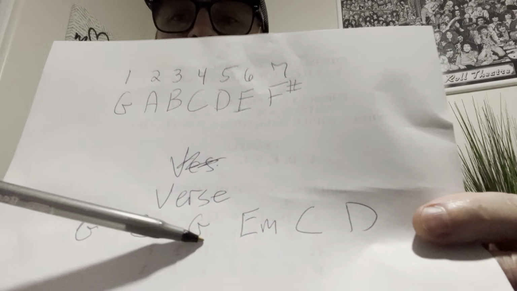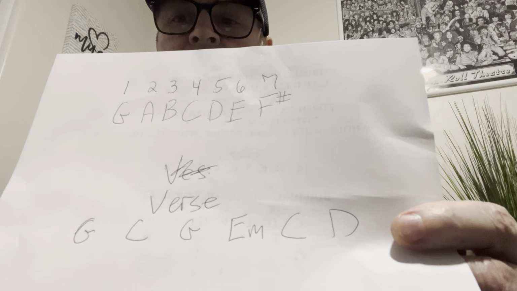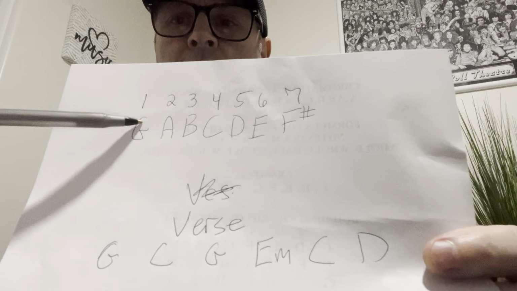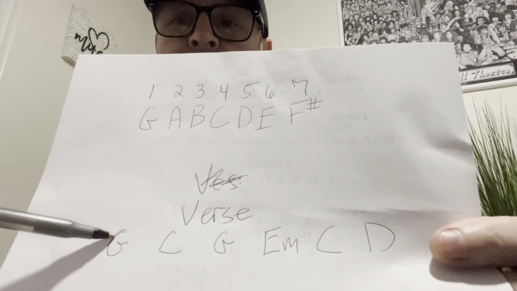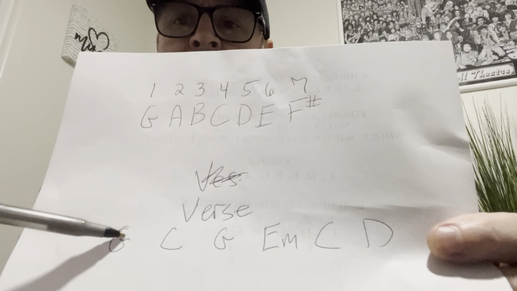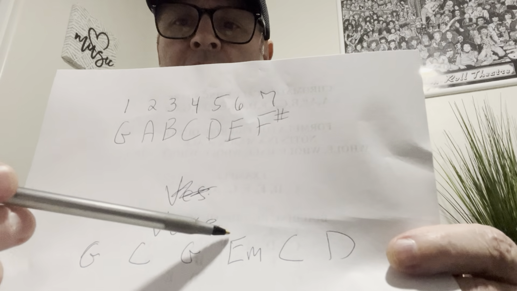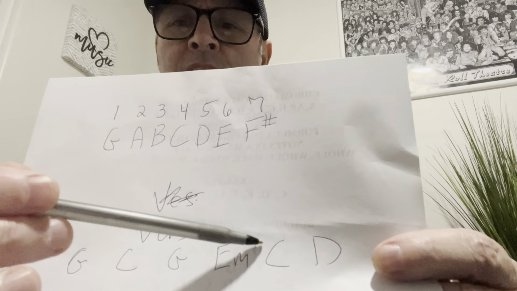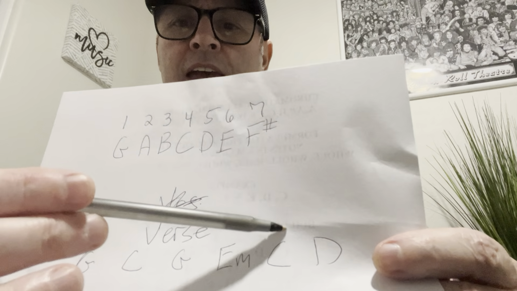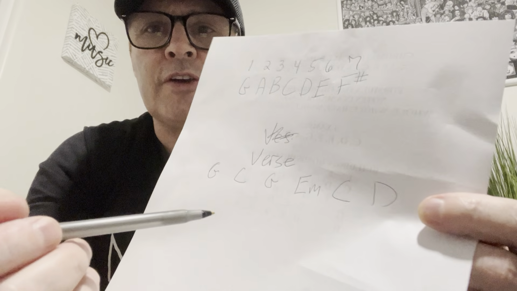G, C, back to G, to E minor, to C, to D. So you would look up here and you would say, okay, that's the 1 chord, right? That's the 4 chord. That's the 1 chord. The E minor is the 6. The C is the 4. And the D is the 5. So you'd write your numbers above those chords in the verse.